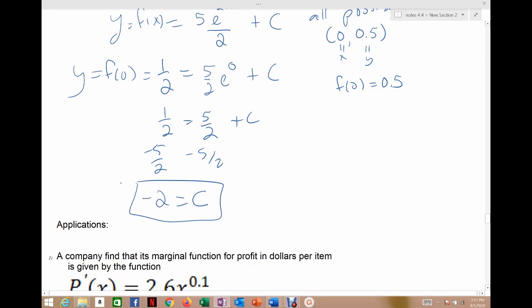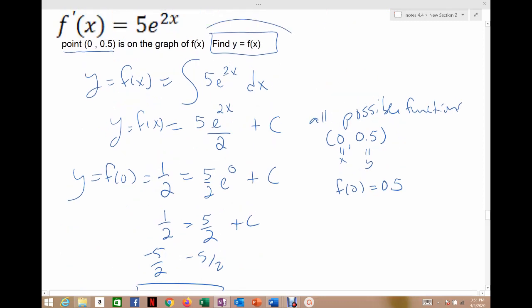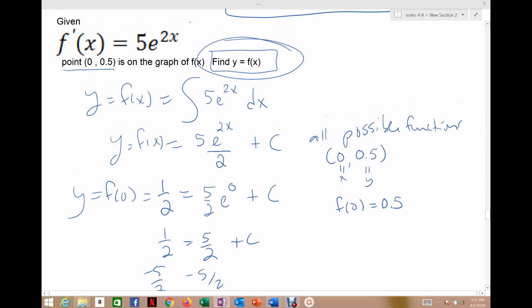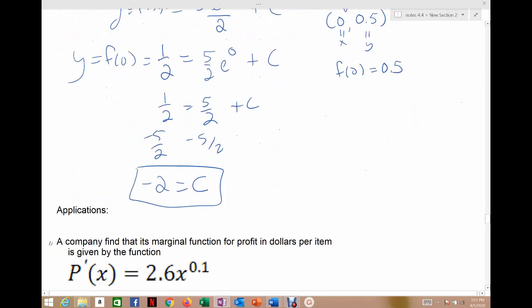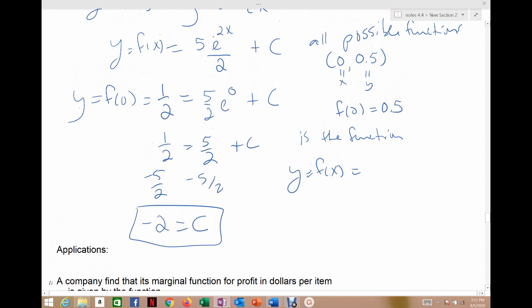Sometimes students will leave it there: oh, my answer is c equals negative 2. That's not what the problem's asking for. It's asking for the function that has this derivative and this point on my curve. Well, the only function that has those two things is the function, this would be my 5/2.